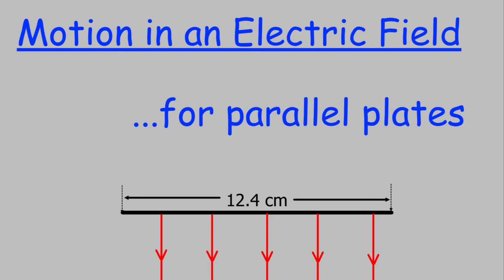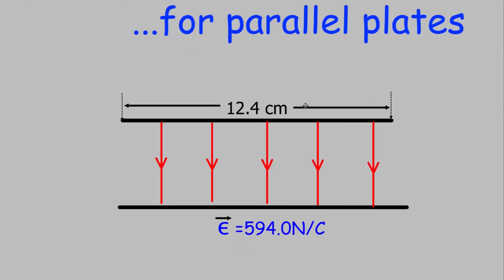Alright, for this video we're going to be looking at accelerating a charged particle through a parallel plate electric field and determining the velocity of the particle as it comes out of the electric field. So the setup we're going to be using is, again, parallel plates. We have a width of 12.4 centimeters. The electric field between the plates is 594.0 newtons per coulomb.